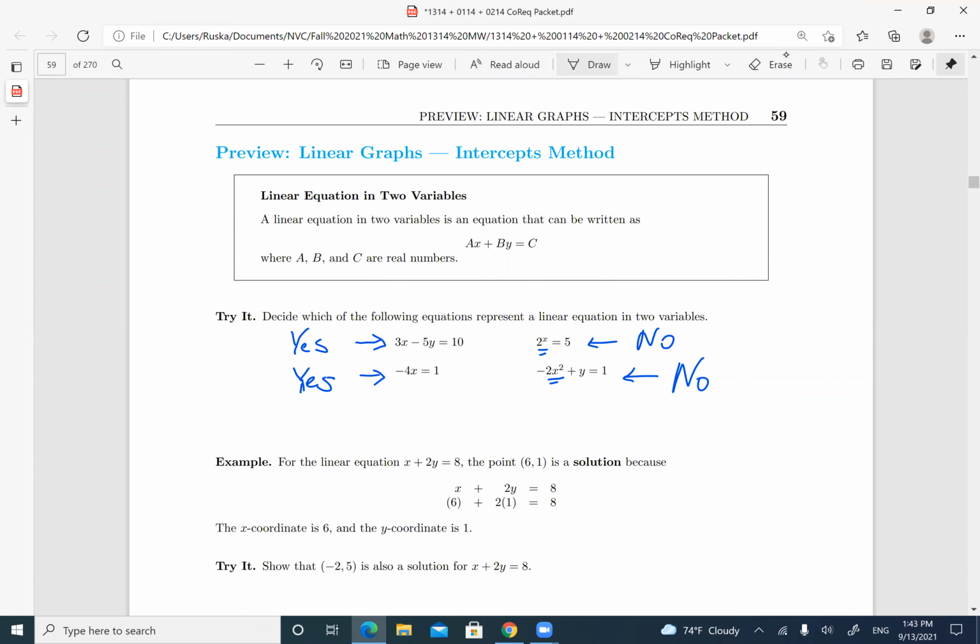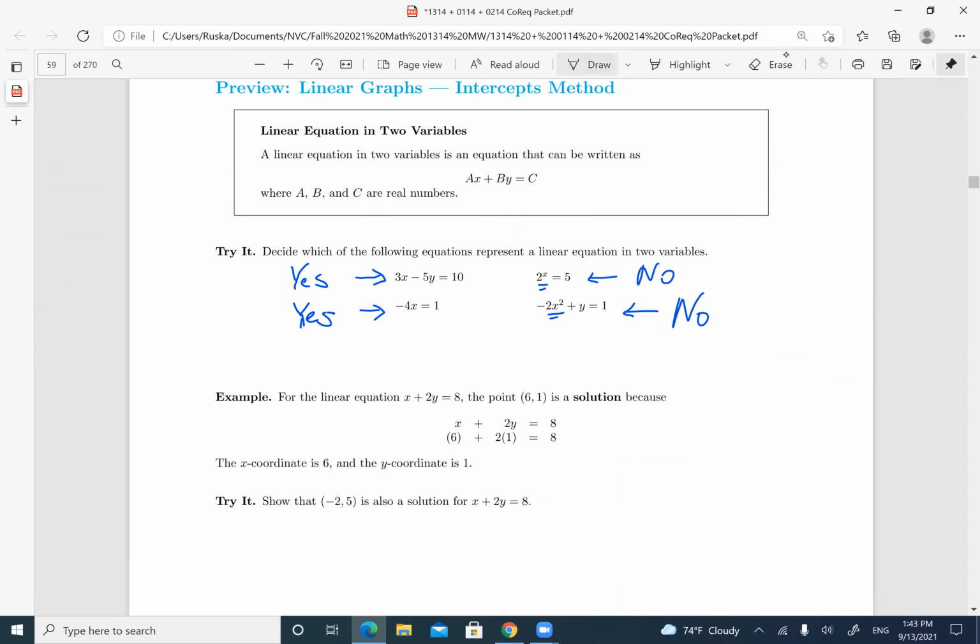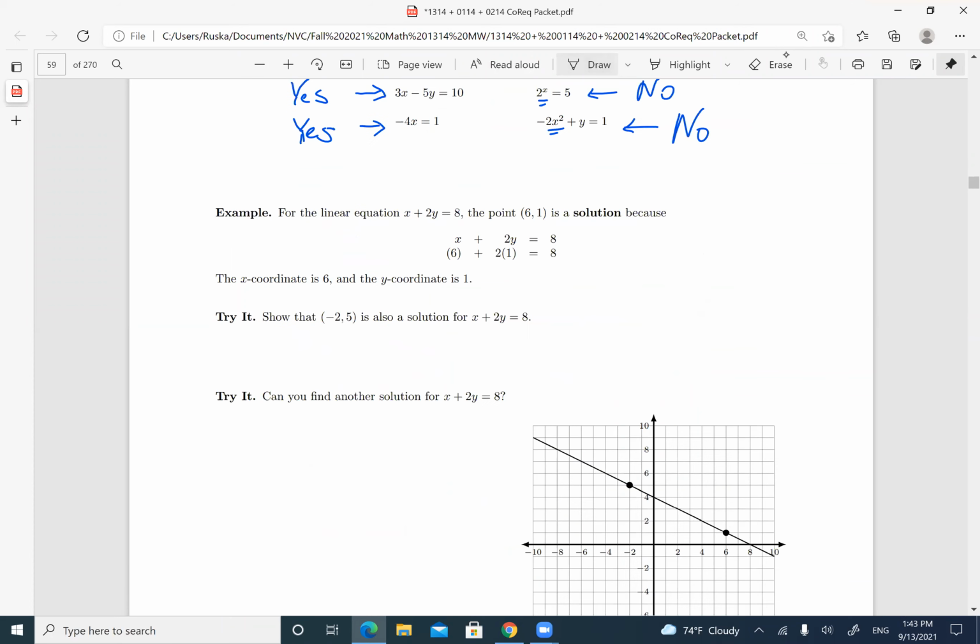So for a linear equation, the graph is going to be a straight line. Here we have an example of a linear equation, x plus 2y equals 8. The point (6, 1) is a solution of that equation, because the first number is x, 6, and the second number y is 1. If you get a true statement, that's correct. If not, it's not a solution. So that's how you check.